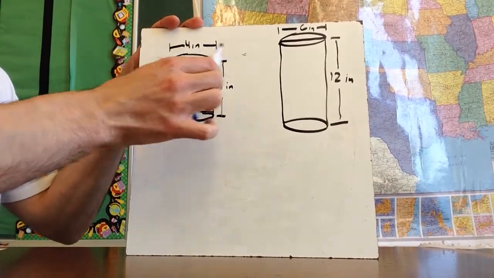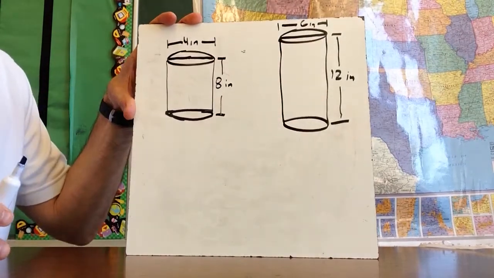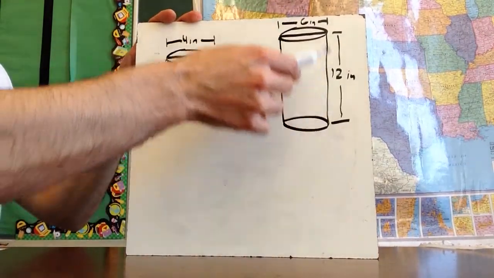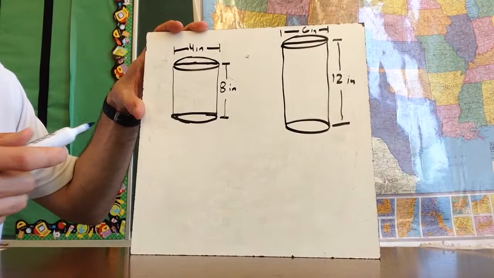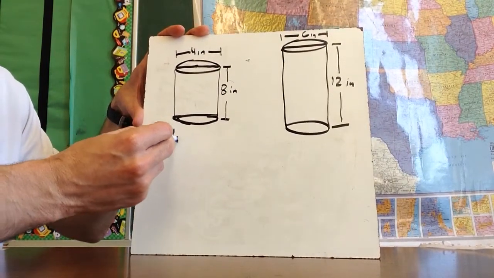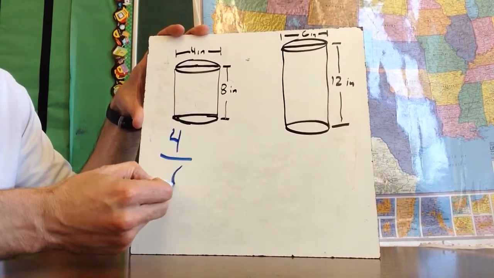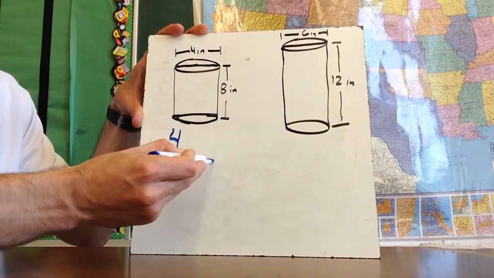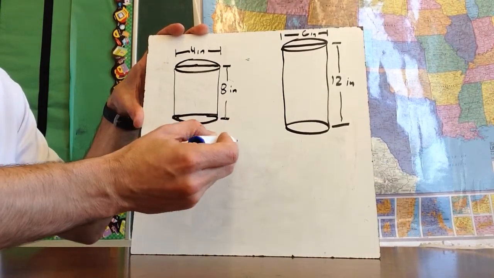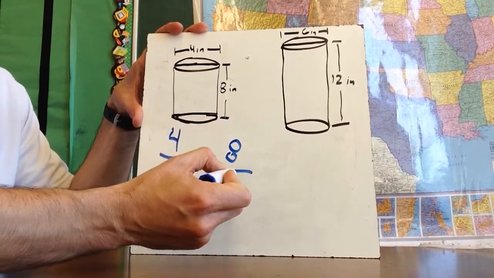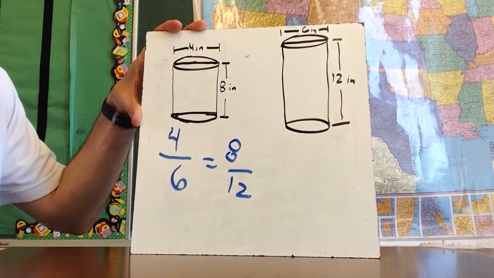This is the radius of the base, right? And then this is the height of the cylinder. So one way that you could set this up is to say the radius of the smaller cylinder over the radius of the larger cylinder equals the height of the smaller cylinder over the height of the larger cylinder.